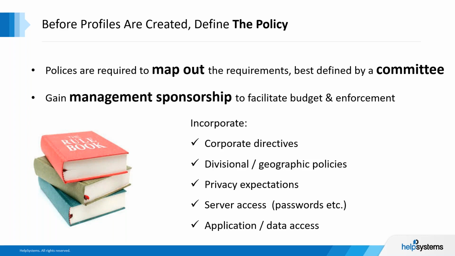So you want to make sure that you've got the backing of those that can make sure that the users comply. The types of things we look for in the policy may be corporate level things, they may be geographical policies. They should outline the privacy expectations for your users, the types of access and applications that are there, and who should be accessing them.